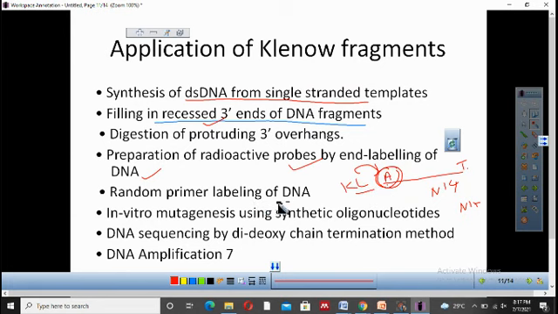Then random primer labeling of the DNA. The primer can also be labeled by this, and I will talk about this in in vitro mutagenesis later on. Even the Klenow fragments are also used in the dideoxy chain termination method, that is called Sanger's method, and of course DNA amplification or cloning, where DNA polymerase 1 is used to amplify the DNA.